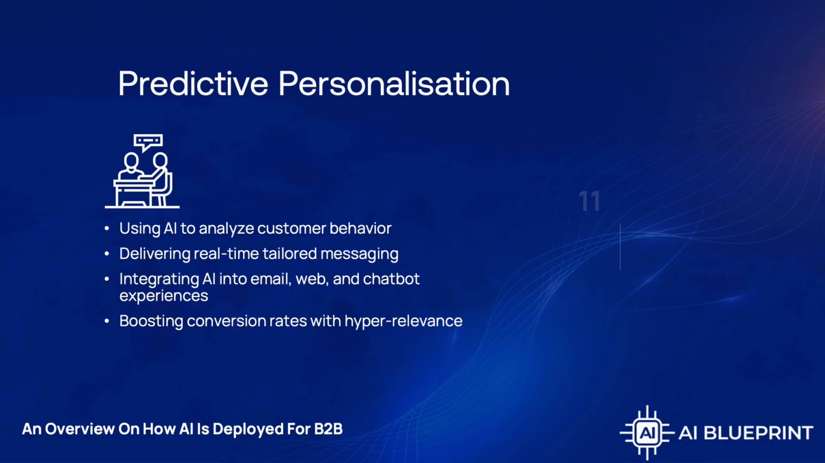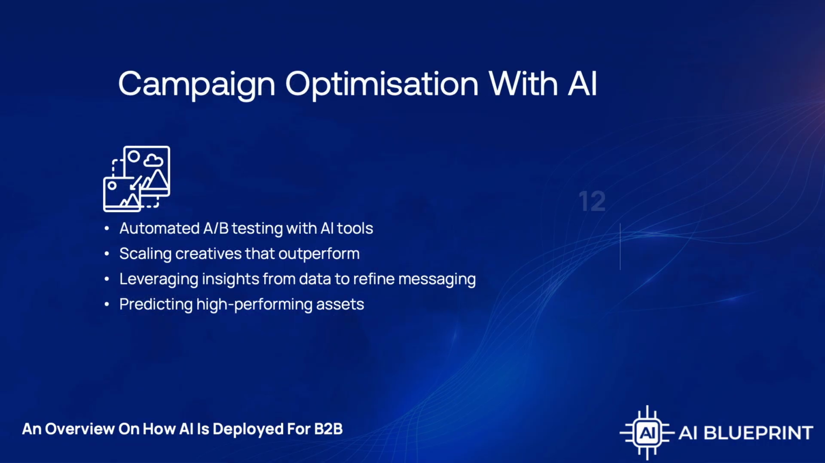So what we're really doing is this is on the segmentation. We are going to make it really personal, right? But we're going to try and predict what they want us to say. And we're going to integrate this into the email, web, and chatbot experiences, because then this will really actually increase our conversion rates. So we have campaign optimization with AI.